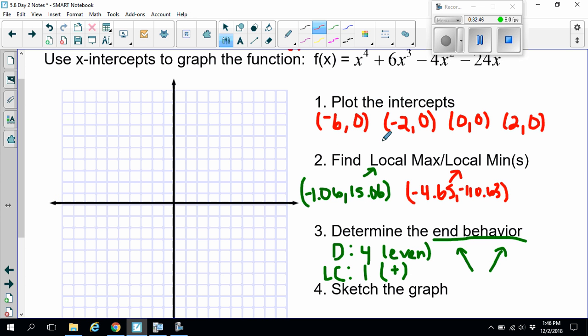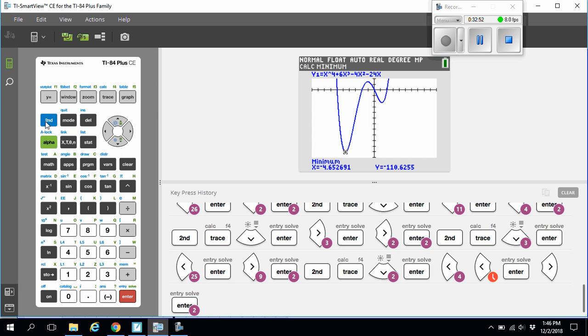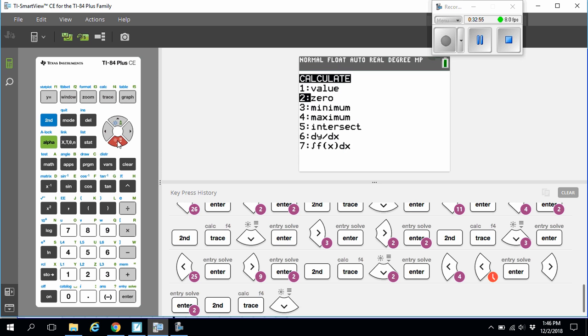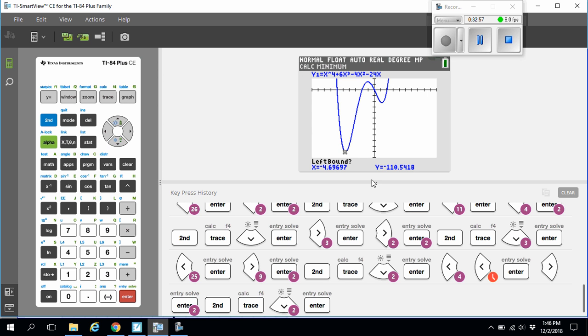Now we're going to do the same thing to find our next minimum. So I'm going to go second trace, go to number 3, press enter. Now my left bound is going to be somewhere over here. So I'm going to move my cursor. Remember that's on the left-hand side of this local minimum. Press enter. Then the right bound is just on the right-hand side there. Press enter. Then for the guess, press enter one more time.